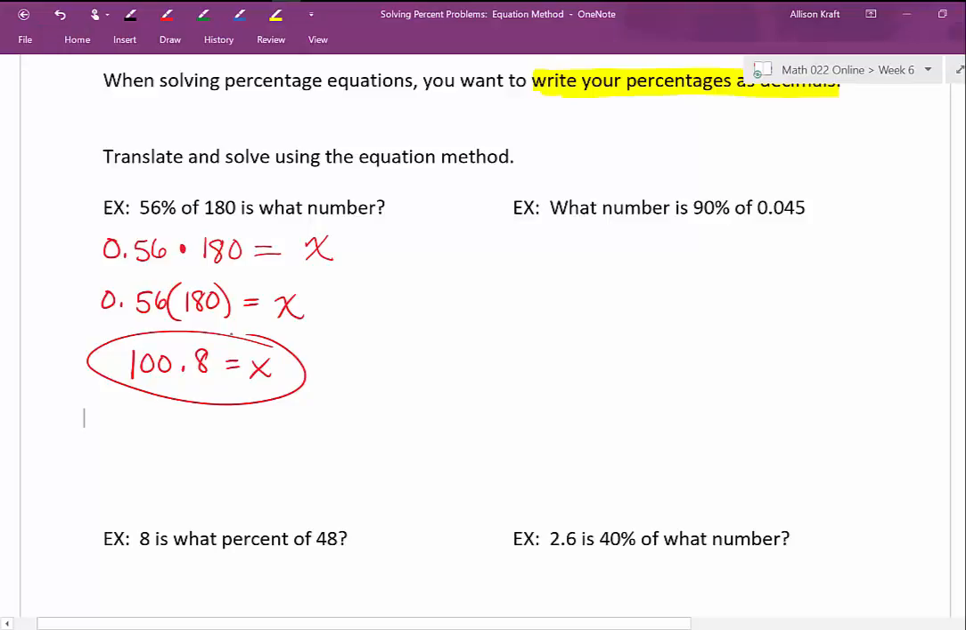What number is 90% of 0.045? What number, that's our unknown, is means equals. 90% we want to rewrite as a decimal. Of means multiply, 0.045. To solve for x, all we need to do is multiply the two numbers on the right together. We get x to be equal to 0.0405.